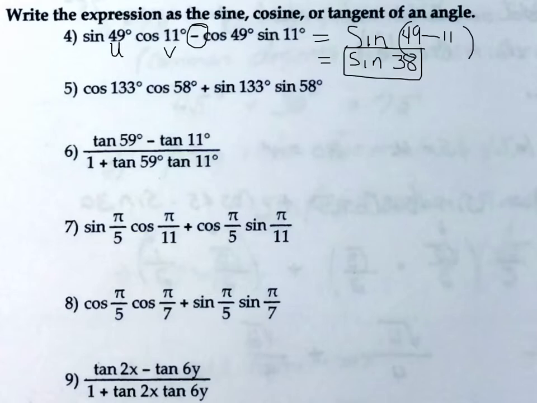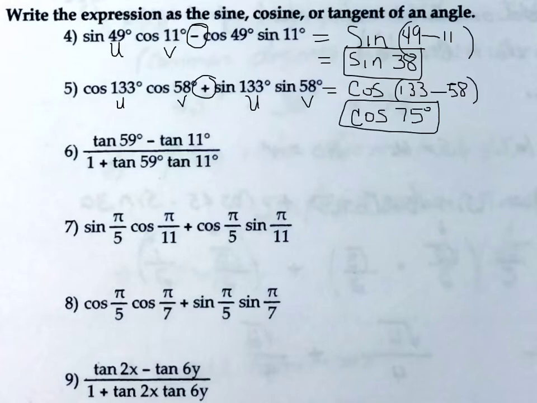Now, what about cosine? Which formula would that follow? Cosine, like we said, is going to be the opposite sign of whatever's in the middle. So it's going to be subtraction of two angles, U and V. So it's 133 minus 58. When you subtract that, that must be cosine of what? It's 75. And I don't have to put parentheses anymore, so it's cosine of 75 degrees, and that's the answer.